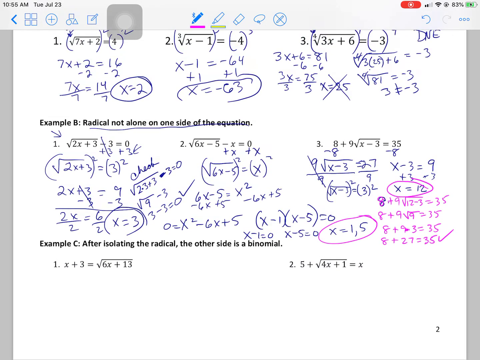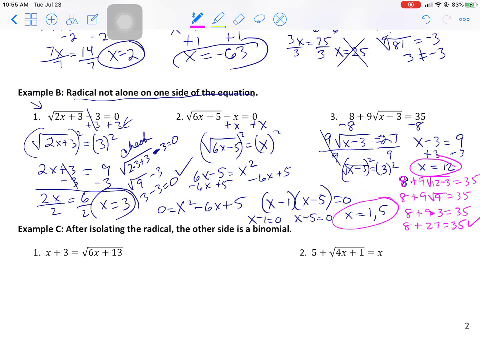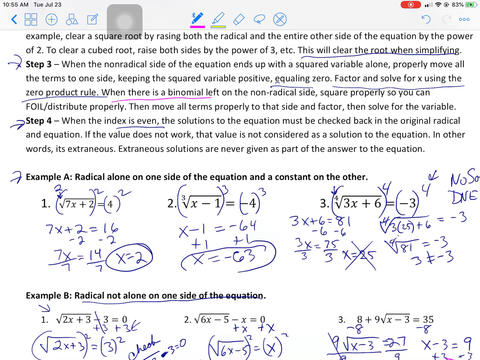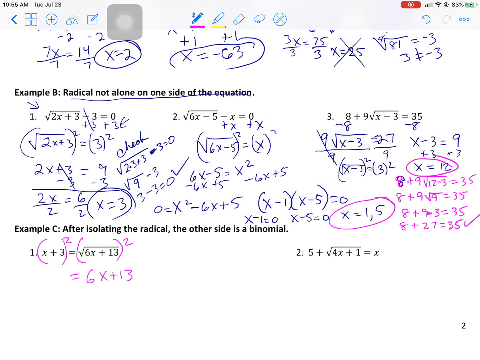All right, at the bottom here, it says, after isolating the radical, the other side is a binomial. I didn't finish reading those instructions, but I know that the radical is alone on one side already. So what I'm supposed to do is raise to the power that the index is. So that's going to clear this out on this side. But that last little bit up here, it says, when there's a binomial left on the non-radical side, square properly so you can FOIL or distribute, then move all to one side and factor and solve. That sounds very involved. Let's go back over here.